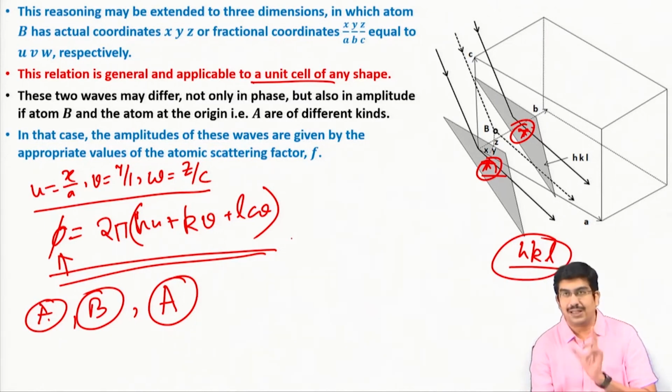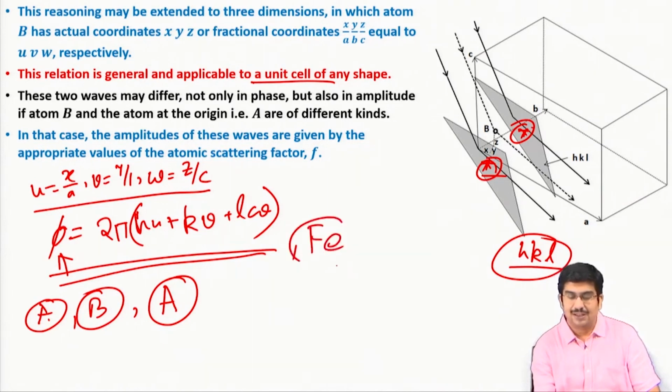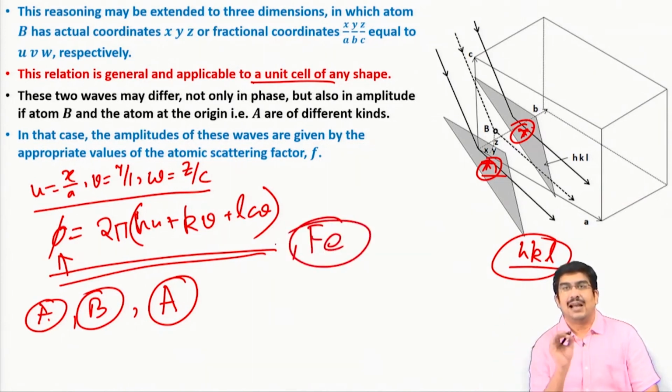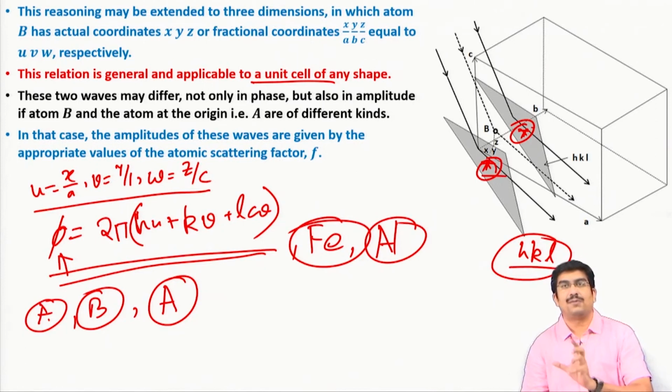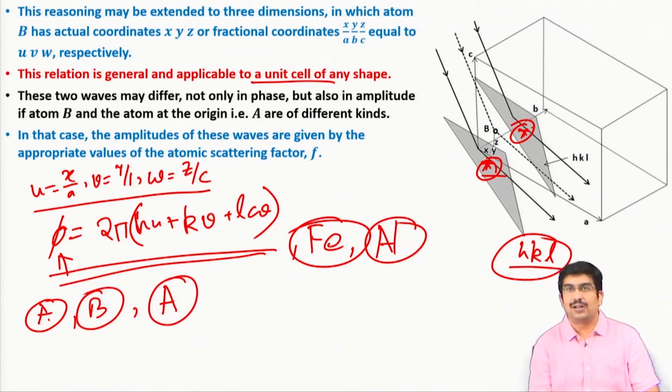If it is composed of a single element, let us say I am considering something like iron, so every atom is iron, the amplitude of the waves coming out will be the same for all. But in case this is a multi-element system, let us say I have iron as one and aluminum as the other, so these two types of atoms are composing this entire unit cell, then I have to consider their amplitude separately. As we already understand, the amplitude from an individual atom is basically nothing but the F, the atomic scattering factor.